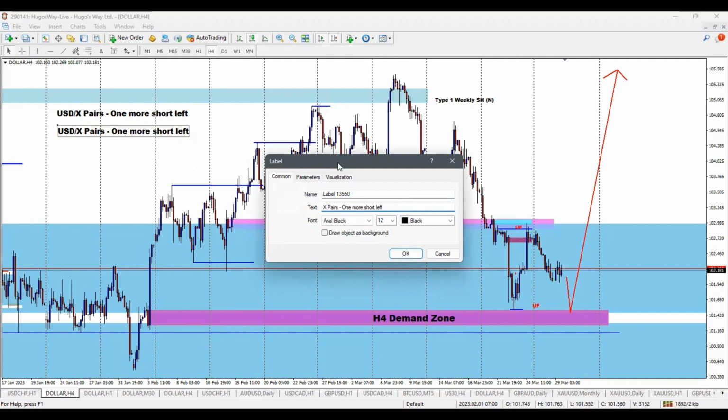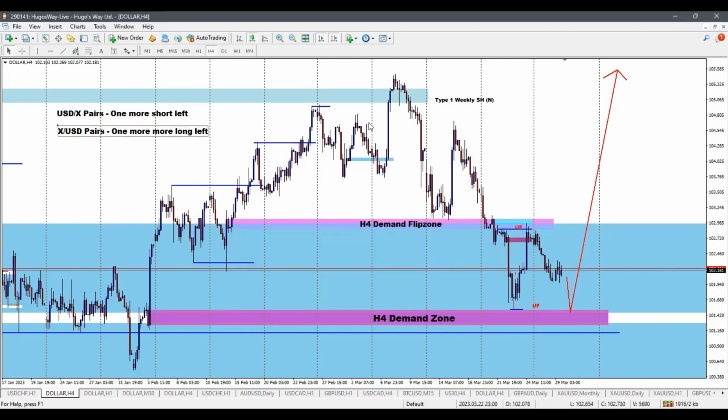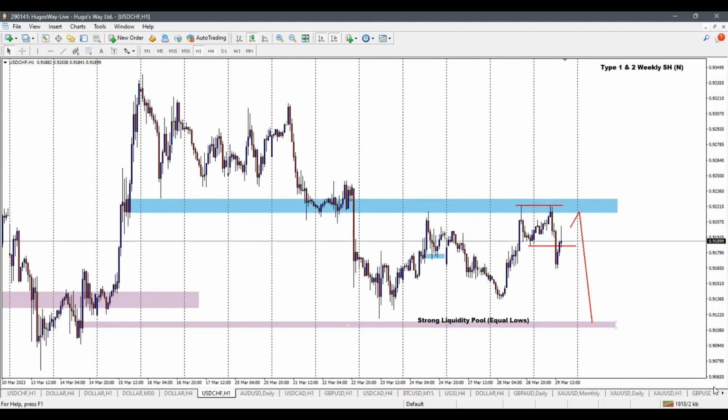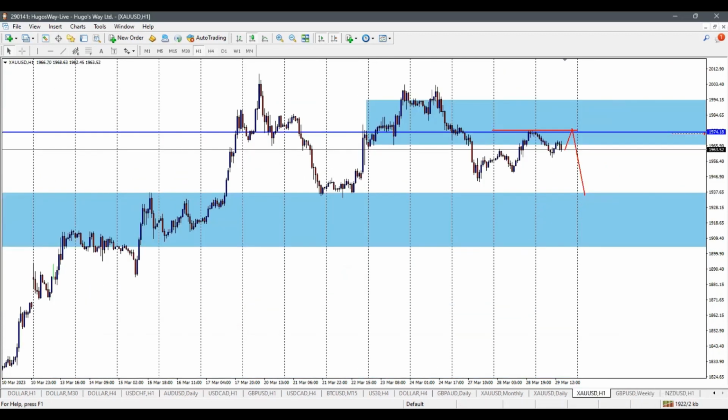Whichever way. So if I go for XUSD pairs here, XUSD pairs have one more long, as I've described here. One more long left, okay? And this is as simple as it gets. So in terms of major pairs, this is what I'm looking at. And to be fair, even though I am looking at a few crosses, the cross pairs are not really my major focus. I'm focusing on the major pairs and, of course, focusing on gold for profitability. And really, that's the simplicity of it, guys.